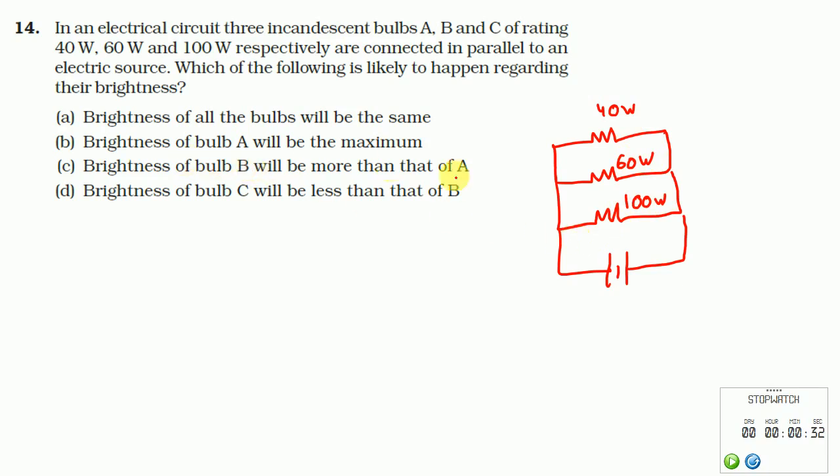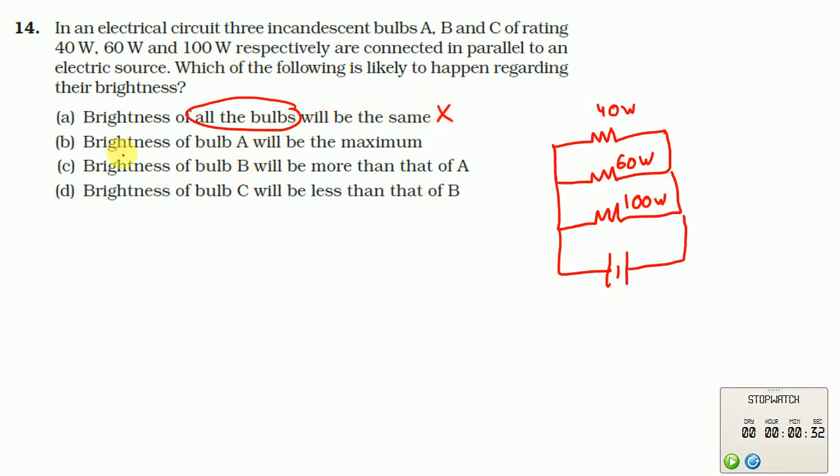Obviously, the bulb of highest wattage will glow the brightest, right? The brightness of all bulbs will not be the same. That's why we sometimes use a night bulb. The wattage of that night bulb is very less, so it gives less brightness, and that's what power rating is all about. Power rating is related directly to brightness. So this is wrong.